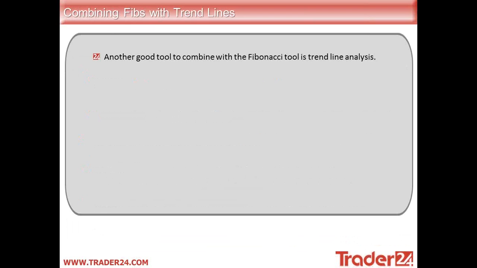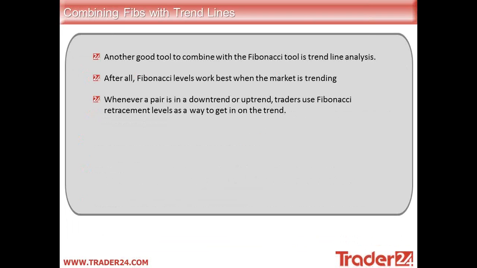Okay, so now I'm going to talk about combining fibs with trend lines. Another good tool to combine with the Fibonacci tool is trend line analysis. Fibonacci levels, as I've already talked about, is really good when the market is trending. Okay, so whenever a pair is in a downtrend or uptrend, traders use Fibonacci retracement levels as a way to get in on the trend.